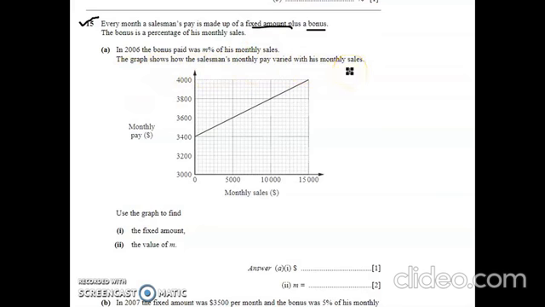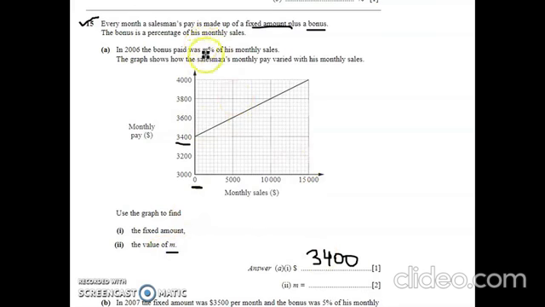Okay, the fixed amount. So how will we take out the fixed amount? If you see, this graph has a y-intercept. And this y-intercept means that even when his sales were 0, he was still getting some amount. So I'm sure that this will be the fixed amount, because he received it regardless of how many monthly sales he could make in dollars.